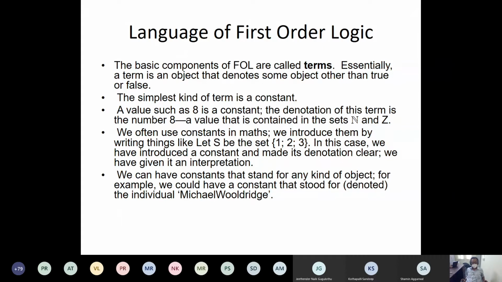So first let us talk about the language of first order logic. The basic components of first order logic are called terms. Essentially, a term is an object that denotes some object other than true or false. The simplest kind of term is a constant. A value such as 8 is a constant. The denotation of this term is the number 8. Possibly that is the kind of semantics that you would like to have, that this symbol 8 would actually stand for the number 8 as we know it.